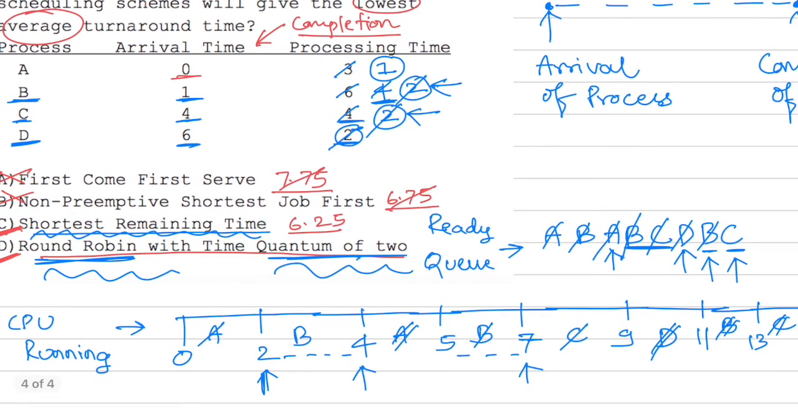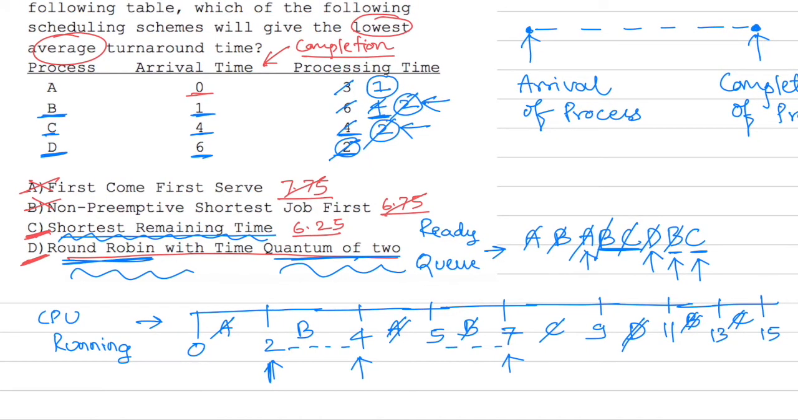Now let's quickly note down the completion time of every process. It looks a bit messy, but let's try. So A is here 5 seconds, so A got completed at 5. Then B got completed at 13, so B got completed at 13. Then C got completed at 15. And D is here, D got completed at 11.